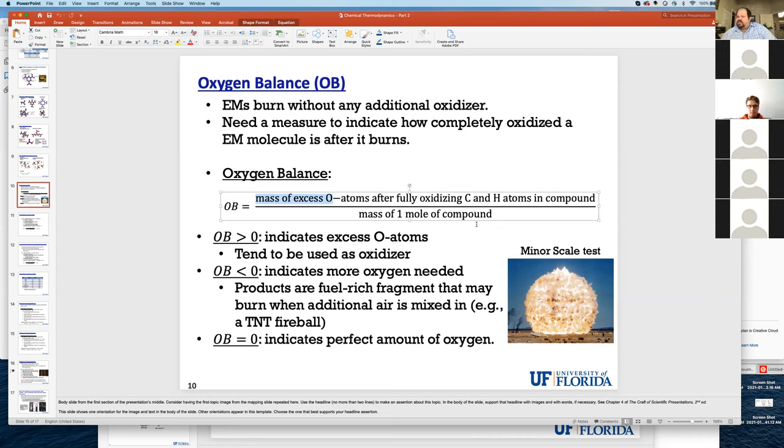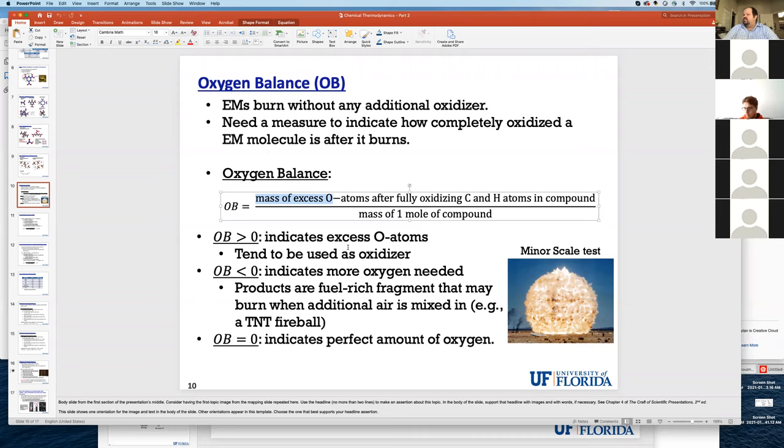I'll have an example of this because this is a bit of a mouthful. It isn't a nice little definition. It's a very wordy definition. But oxygen balances can be positive or negative. If it's positive, it means that the energetic material has more oxygen atoms than is needed to fully burn all the carbon and hydrogen. So for obvious reasons, these tend to be used as an oxidizer.